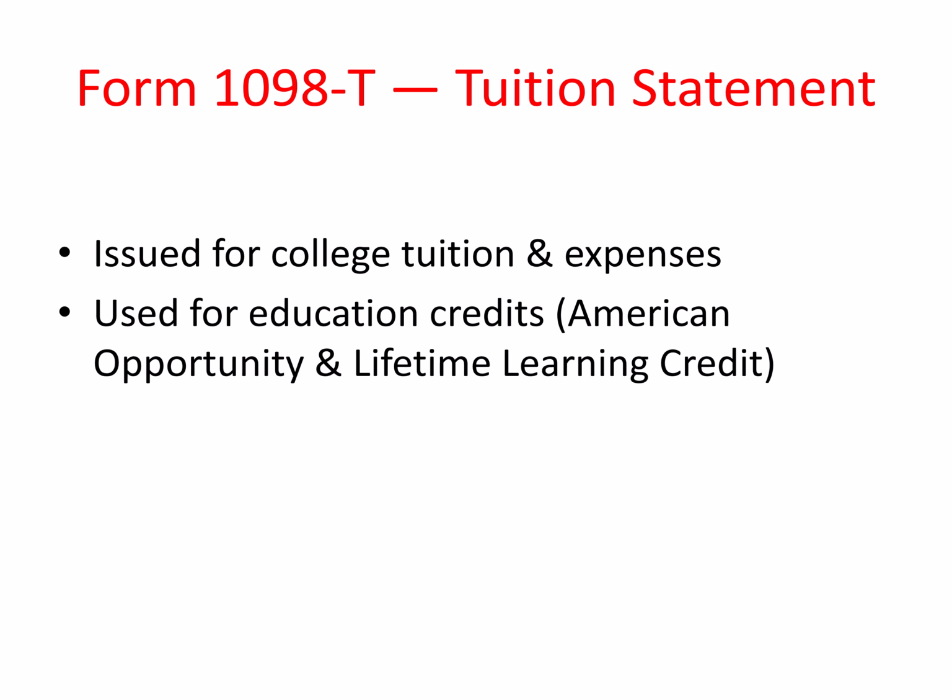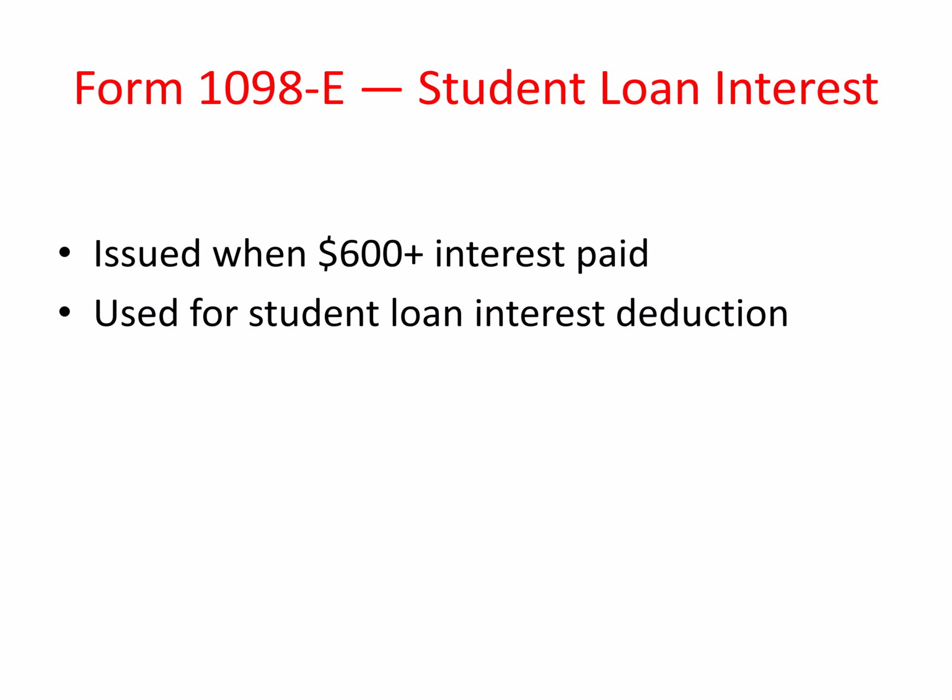Form 1098-T, Tuition Statement. When you get it: if you or your dependent paid for college or qualified education costs. Used for American Opportunity Credit and Lifetime Learning Credit. Form 1098-E, Student Loan Interest. When you get it: if you paid more than $600 in student loan interest. Used for student loan interest deduction up to $2,500.